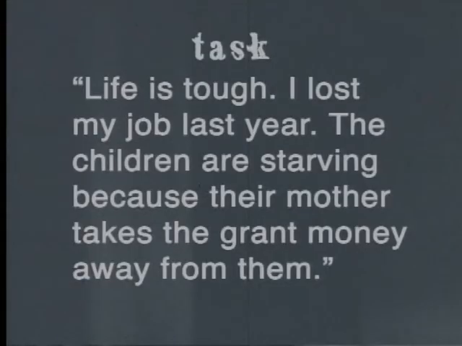The first statement was made by David Chauke, a man whose 4 children are all living with him. This is what he said. Life is tough. I lost my job last year. The children are starving because their mother takes the grant money away from them.